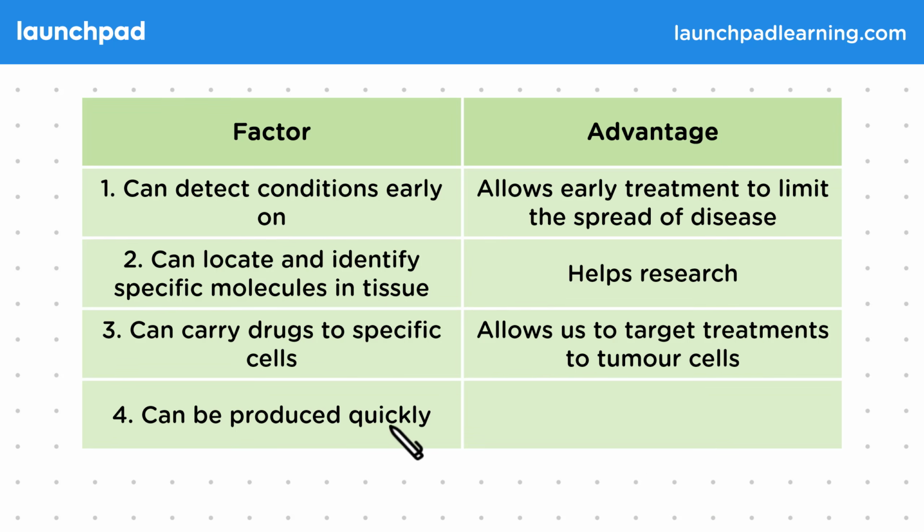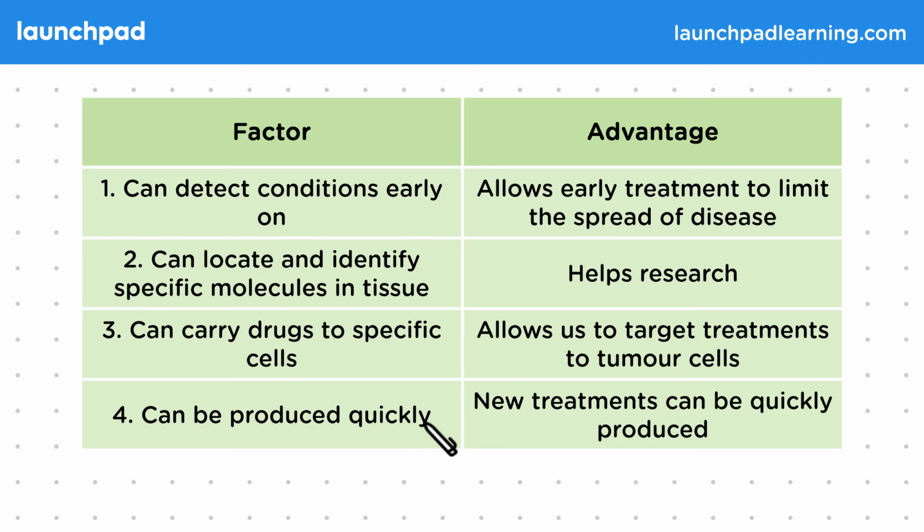They can also be produced quickly. This means new treatments can be quickly produced. Monoclonal antibodies are made by cloning a hybridoma, meaning that once this is done, they can be produced very quickly. As a result, we can develop new and improved treatments much more easily. So we've had a look at some of these advantages, but what factors have disadvantages?